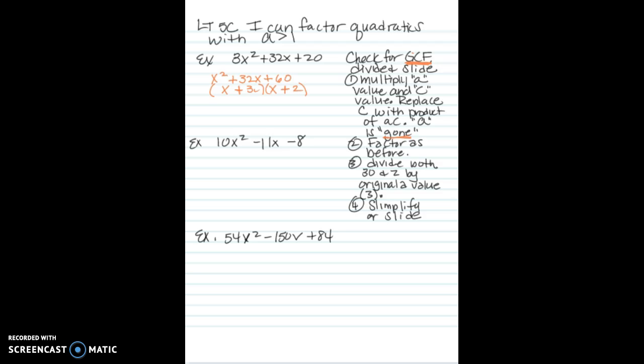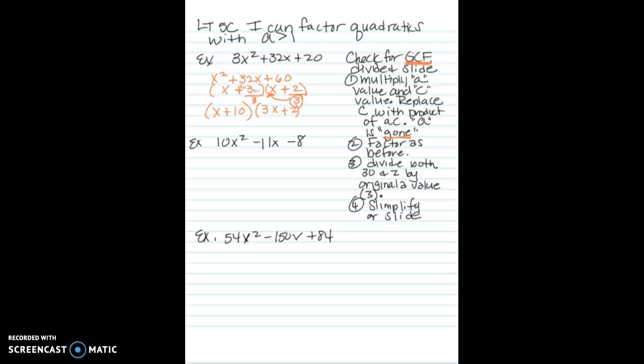So I divide both the 30 and the 2 by the original A value. So the original A was 3. So I'm going to divide 30 by 3, and I'm going to divide 2 by 3. Now when I do this division, 30 does divide by 3, and that's 10. So that simplifies to 10. So this first factor is the quantity of x plus 10. However, 2 is not evenly divisible by 3, so the 3 is going to slide in front of its x. So my second factor is 3x plus 2.